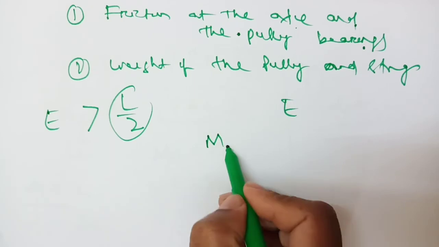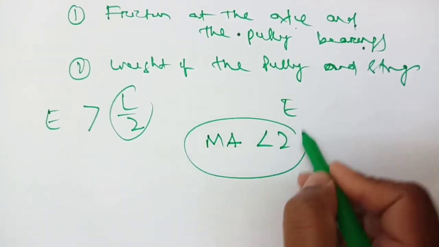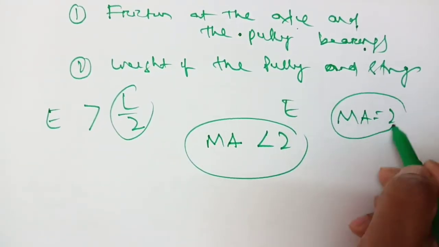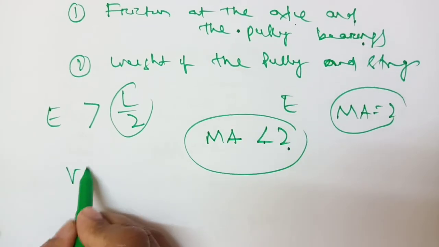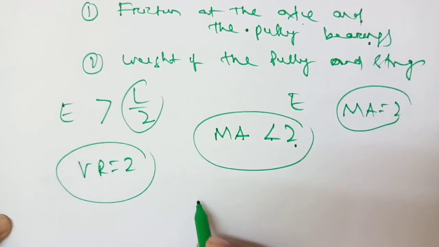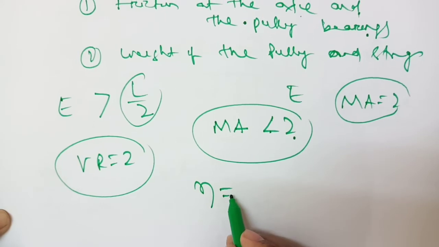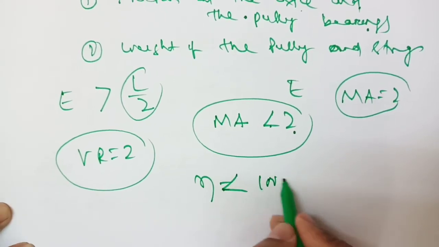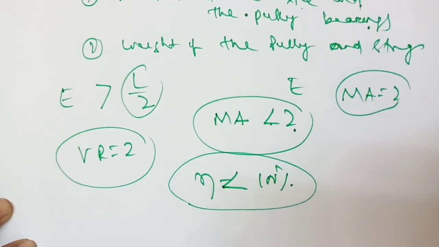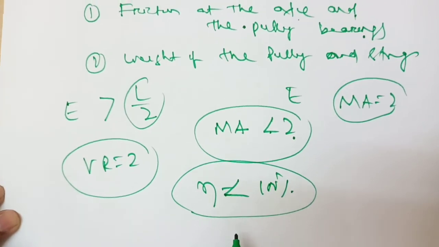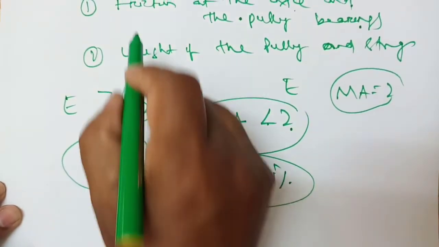Therefore MA became less than 2. Before, MA was equal to 2, but now MA is less than 2. But velocity ratio is equal to 2. Therefore efficiency became less than 100%. So it is not an ideal machine due to friction.